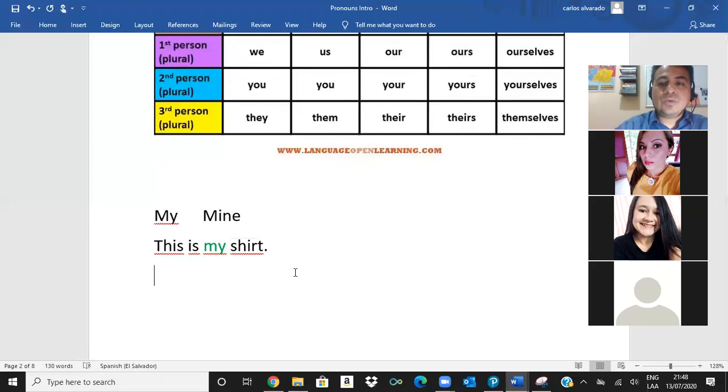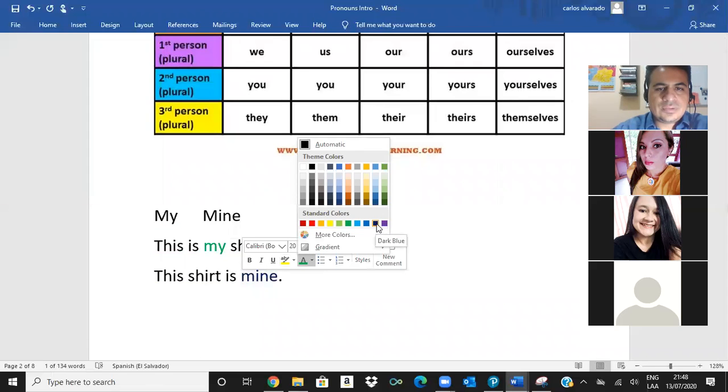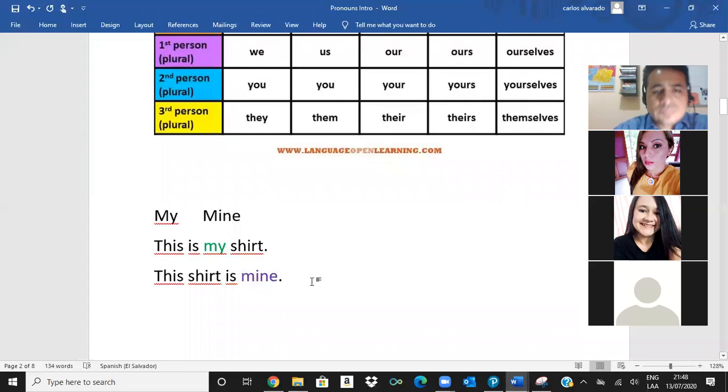Okay. And if I want to use mine, ¿cómo uso mine? This shirt is mine. Okay. Lo voy a poner en otro color. Purple. Okay. Now, what is the difference here? El, de lo que estoy hablando, el noun es shirt. Okay? Camisa. Shirt. I am talking about a shirt. Okay? Si yo voy a poner shirt al final, entonces tengo que usar my. Okay?